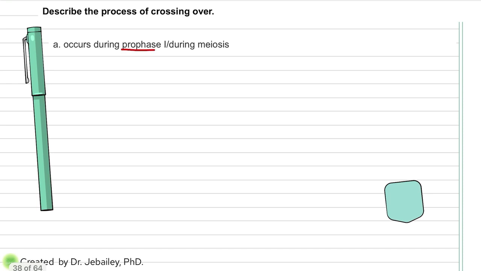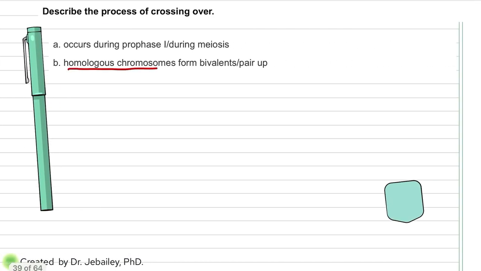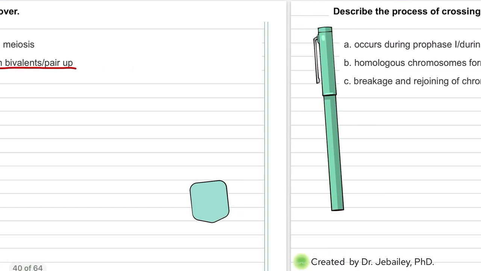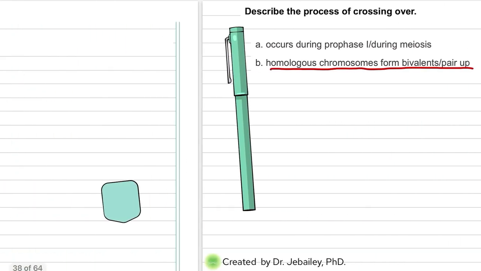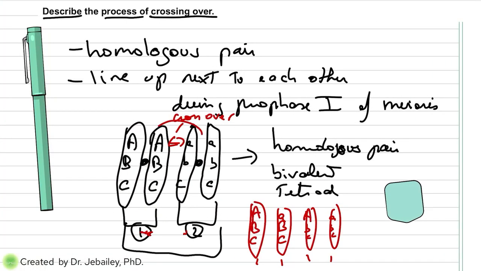First, it occurs during prophase 1. That's very important, during meiosis. Second, homologous chromosomes form bivalent, as I mentioned up. Breakage and rejoining of the chromatids. And that breakage and joining of the chromatids is basically here. There's a break that is happening where the A's are flipped.